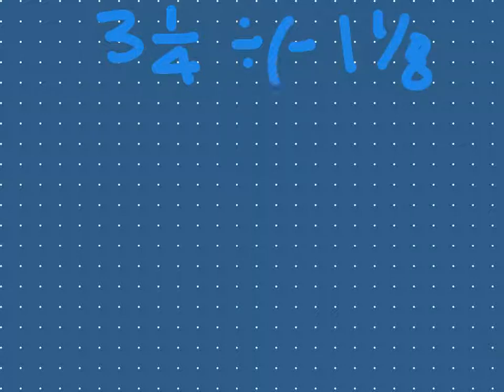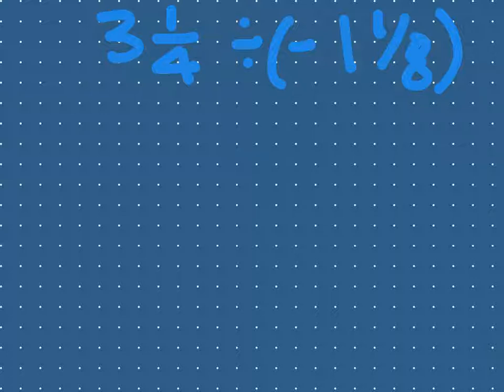Let's have you try one on your own. We'll have 3 1/4 divided by negative 1 and 1/8. Whenever you're ready, pause the video, get your answer, and then unpause for the answer.